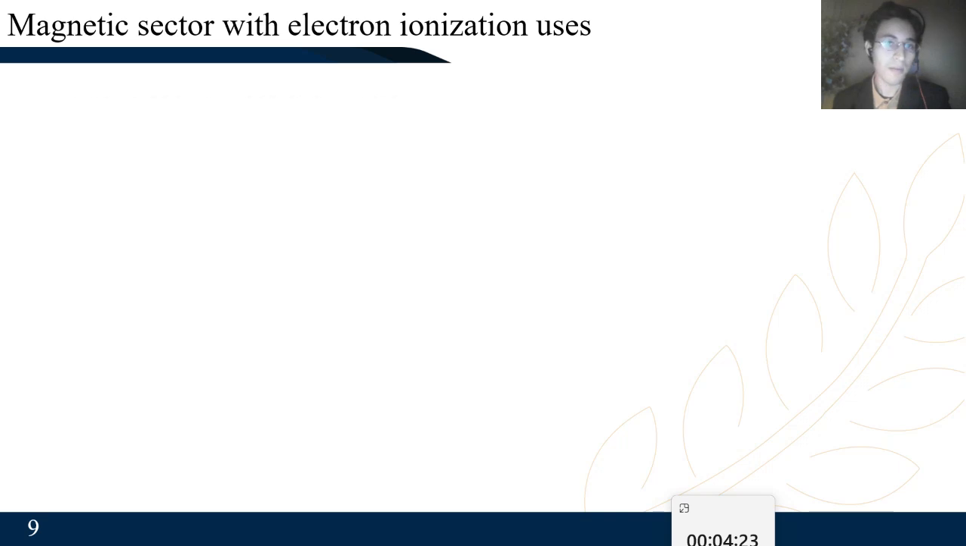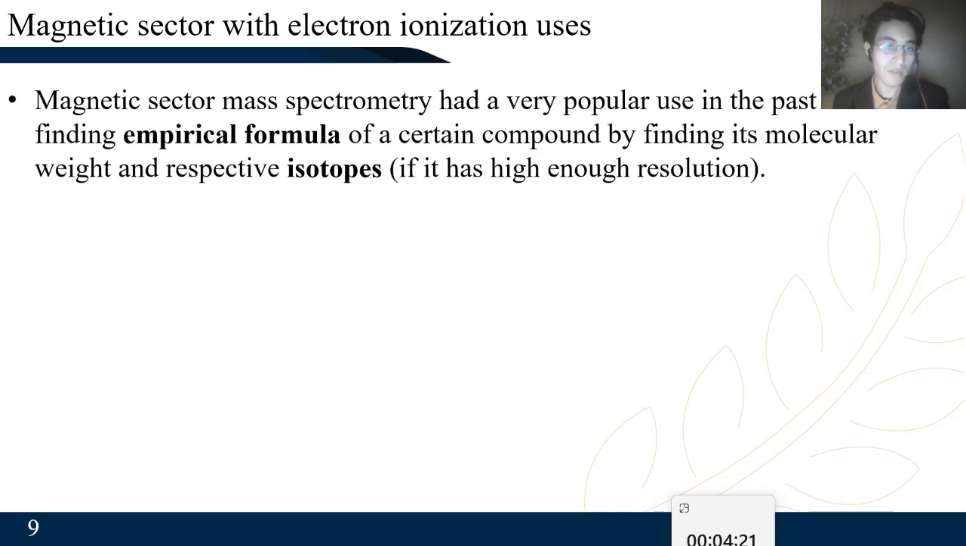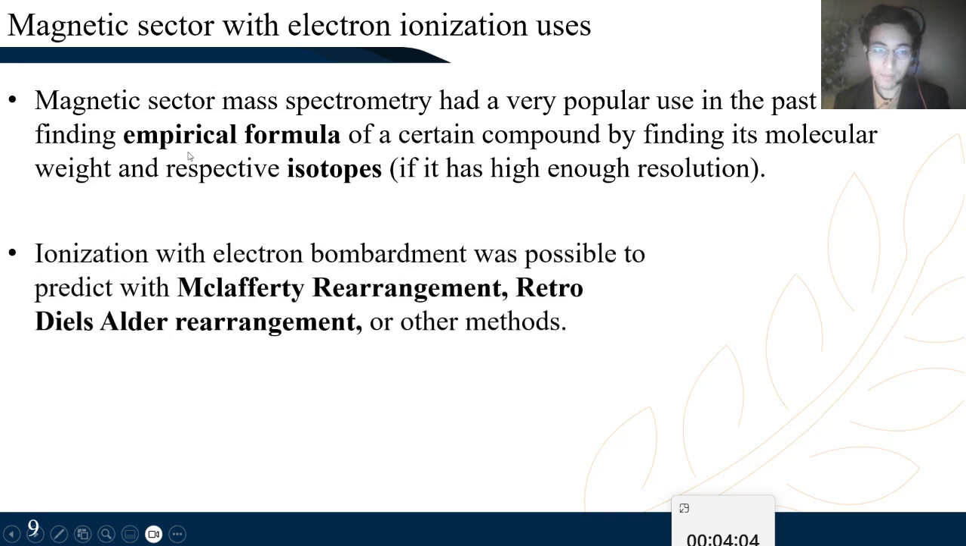Okay, why is it important? What can we do with it? Well, the magnetic sector, or generally mass spectrometer, can be used to find the empirical formula of any compound that you're dealing with, and if it has a higher resolution, it can give you the isotopes, which is also very important if you want to find the empirical formula for your molecule.